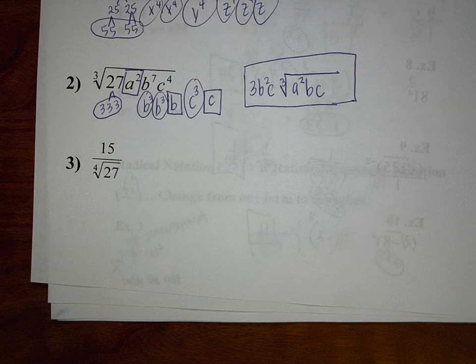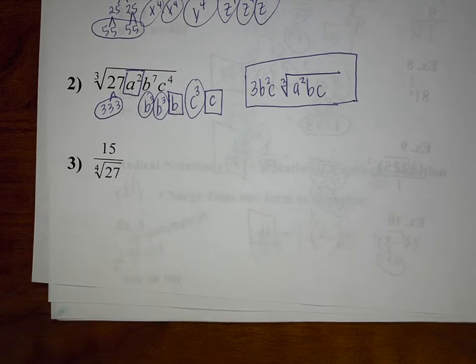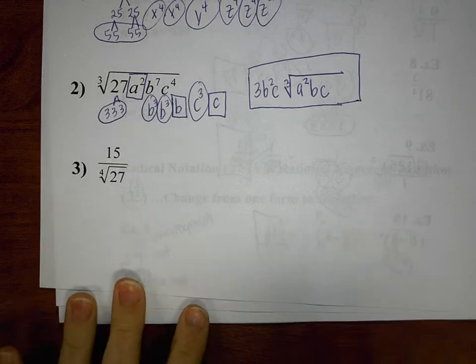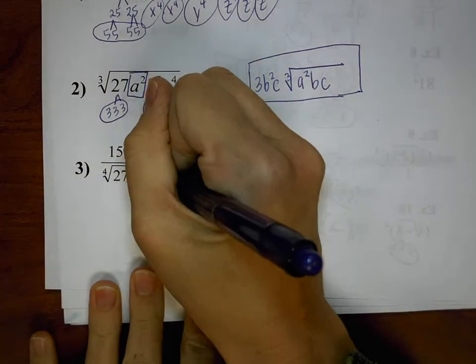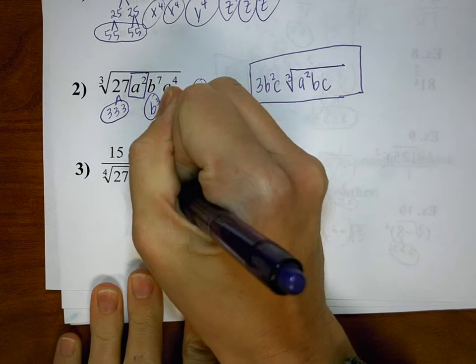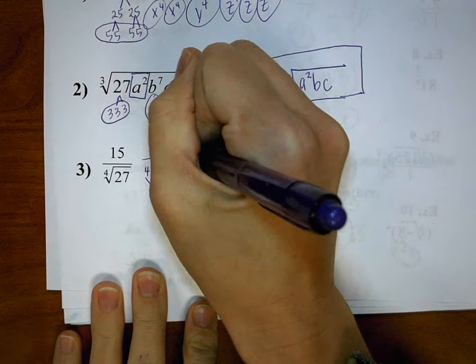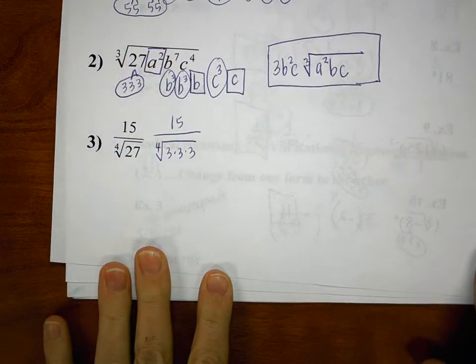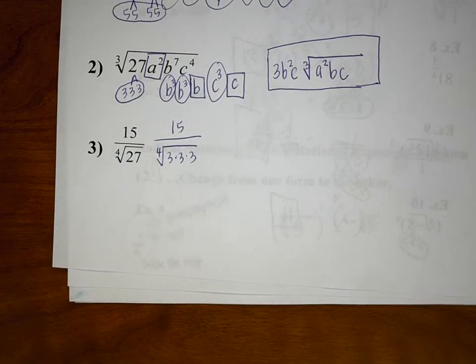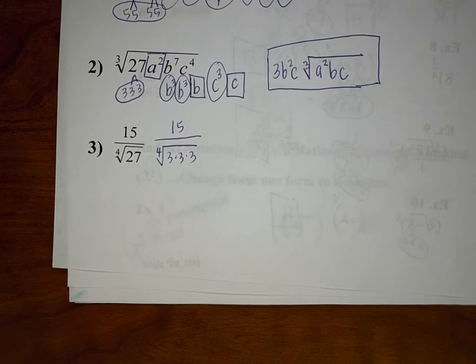Okay, example 3. Let's go ahead and break down what I can first with our roots. So 27 breaks down to what? 3, 3, and 3. I'm going to write this as the 4th root of 3 times 3 times 3. And then I still have 15 on the top, right? Well, we can't have roots in the denominator, correct? So, how many more 3's do I need? I need 1 more.